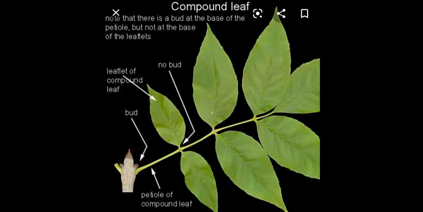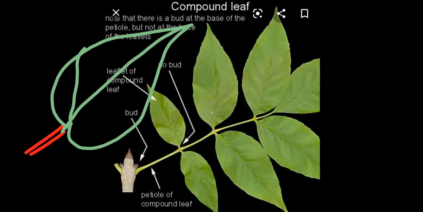First understand the simple leaf. In simple leaf, suppose this is the petiole. Now, remember, the stalk of the leaf we call petiole. This much is the stalk of the leaf, petiole. Now on it the lamina is arranged.